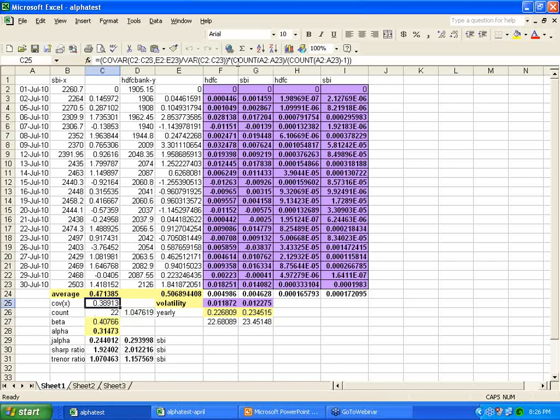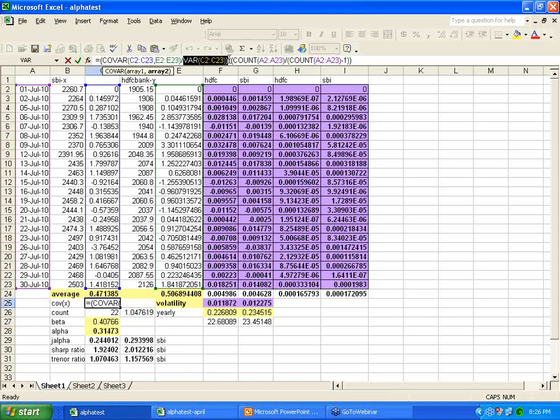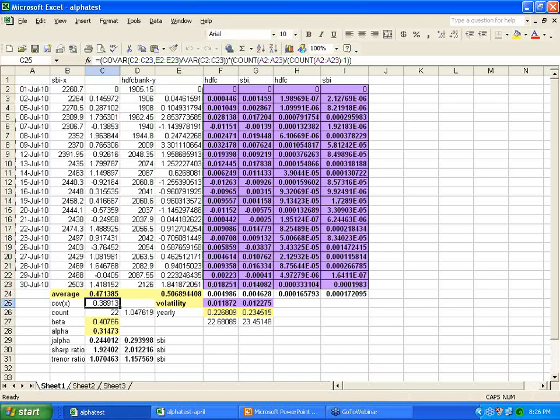So you can see here, the covariance of X and Y divided by the variance of X and Y. So covariance divided by variance, multiplied by n divided by n minus 1, which has given me beta. I have calculated the beta, and I have calculated the volatility, which is required for calculating the alpha.